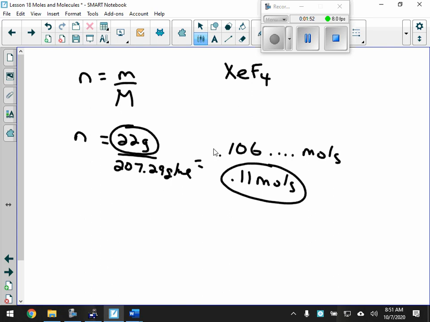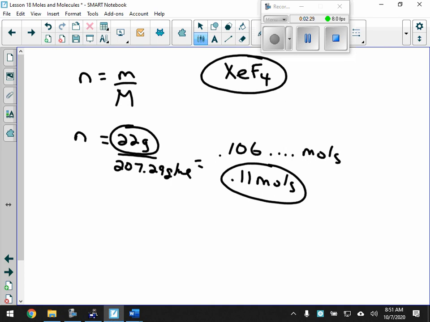Second part says this. How many moles of fluorine would there be then? That does not sound good. Who wrote this? Okay, so basically what they're saying is, look, if we had 1 mole of that, 6.02 times 10 to the 23, how many moles of fluorine would be in that?